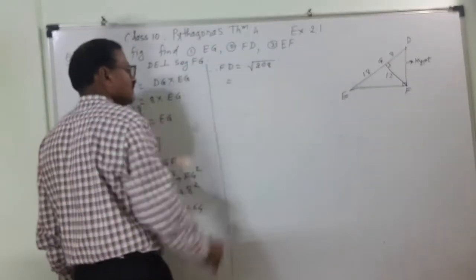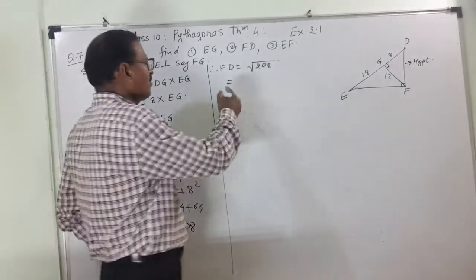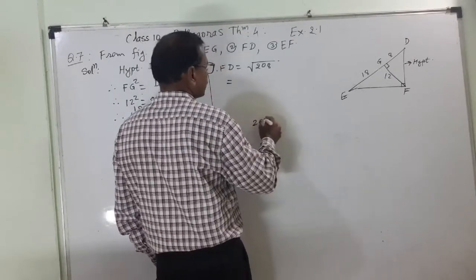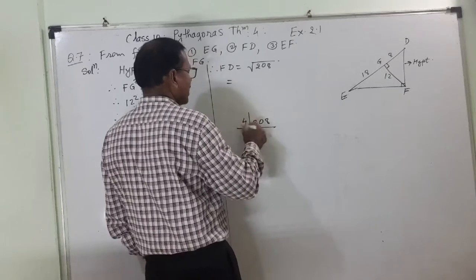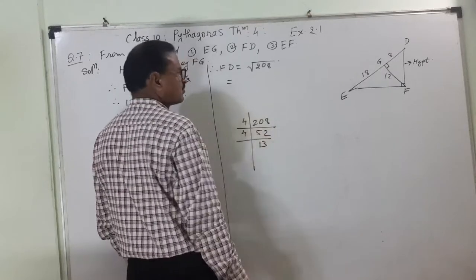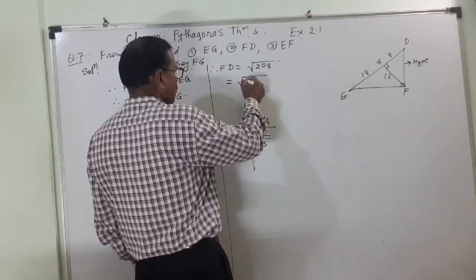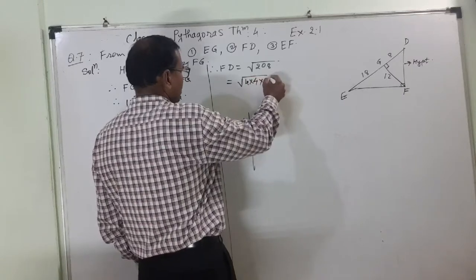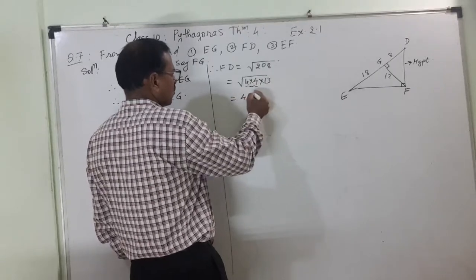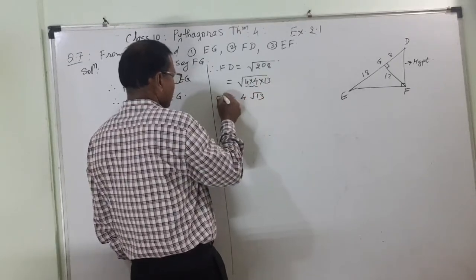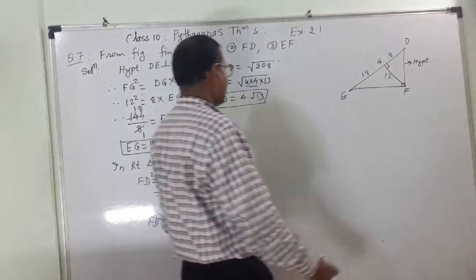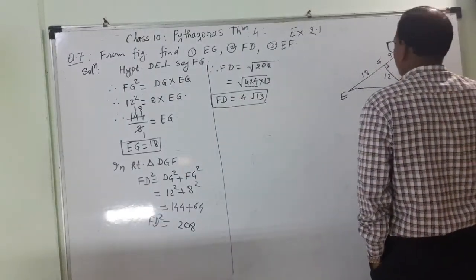Taking the square root on both the sides, now I will try to find the factors. So 208, first of all by 4 I can, 4 fives are 20, 4 twos are 8, then 4 thirteens are 52. So this is nothing but 4 into 4 into 13. Out of this is a pair, so take one out, so FD equal to 4 root 13. So this part is over. Now for EF, FD I have got 4 root 13.